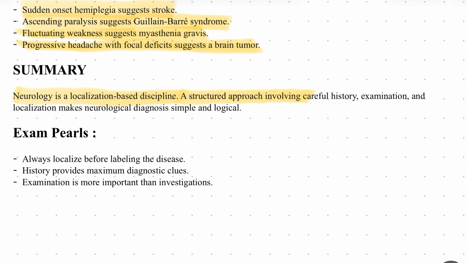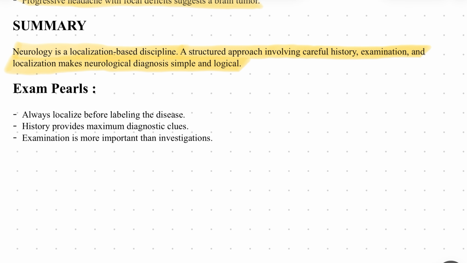Neurology is a localization-based discipline. A structured approach involving careful history taking, examination, and localization makes neurological diagnosis simple and logical. As I said, taking history plays a vital role, and a logical examination gives proper management. So the take-home message from this video is: always localize before labeling the disease, because if you localize, you can label the disease properly without any doubt.